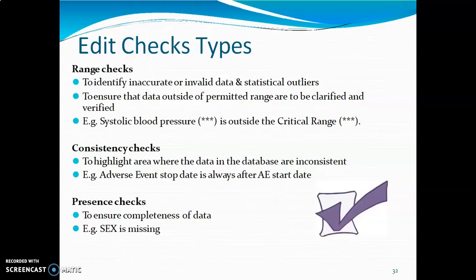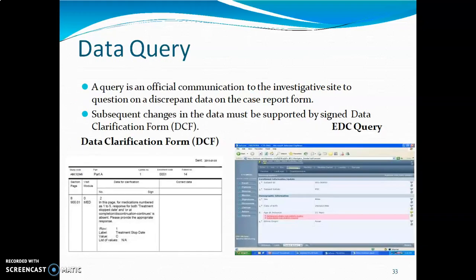Then consistency checks will be done to highlight areas where the data in the database is inconsistent. For example, the adverse event stop date is always after the adverse event start date. Today the drug got stopped, but suppose tomorrow's date is shown as the adverse event start; there the consistency check will help. Even the presence check ensures completeness of the data. For example, if sex is missing in the data, incomplete data are not considered. These are the edit check types they are going to do.